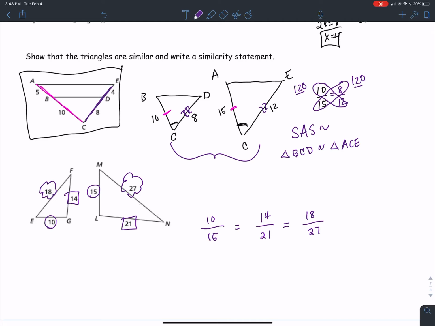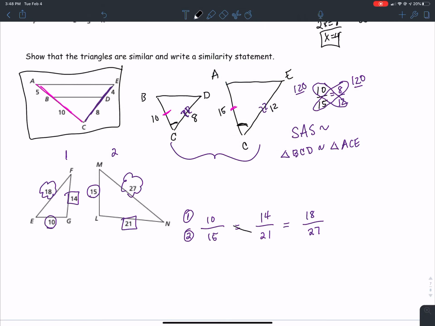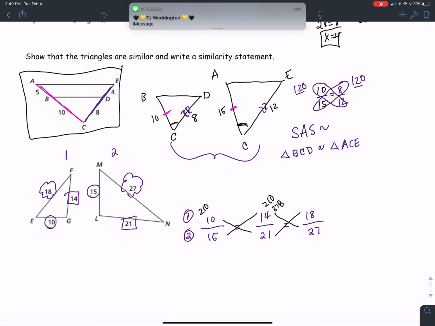Now, if we call this triangle 1 and triangle 2, all of triangle 1's numbers have to go here, and all of triangle 2's numbers have to go there. Now, all of these have to match. So what I'm going to do is cross multiply every single one. So 21 times 10 is 210, and 15 times 14 is 210. Cool. Then we're going to do it again. 27 times 14 is 378. Good. And 21 times 18 is also 378.